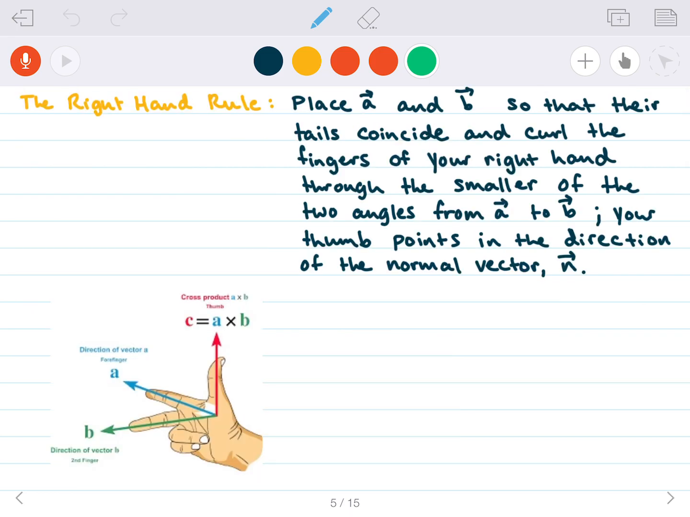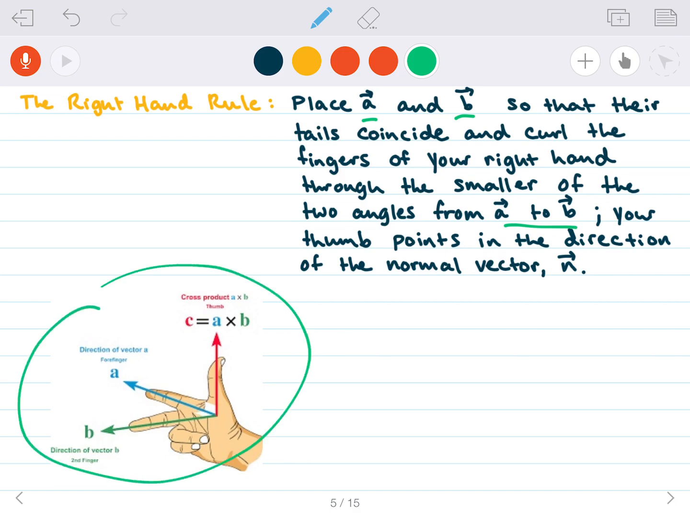Okay, so the right-hand rule basically tells us which direction your normal vector is pointing. And so this is just how you do it. You literally use your right hand, and you place vector A and B so that their tails coincide, and then you curl your fingers of your right hand through the smaller of the two angles from A to B. Your thumb is going to point in the direction of the normal vector to A and B.